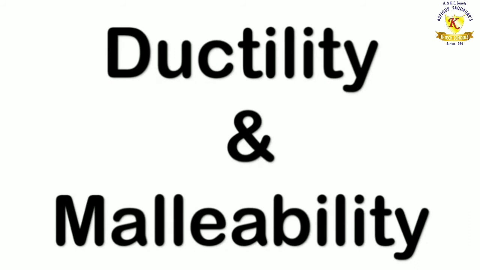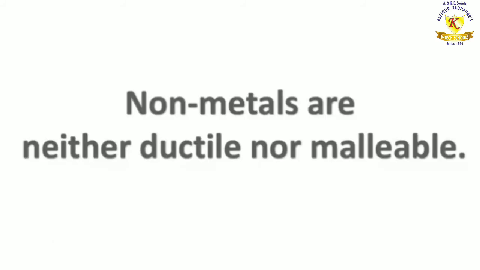The fourth property is ductility and malleability. We have just studied ductility is a property where an element can be drawn into thin wires. It is called ductility. And when an element can be beaten into thin sheets, that property is called malleability. Non-metals are neither ductile nor malleable.